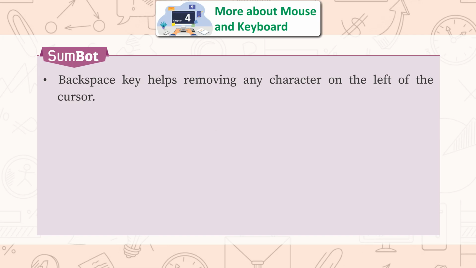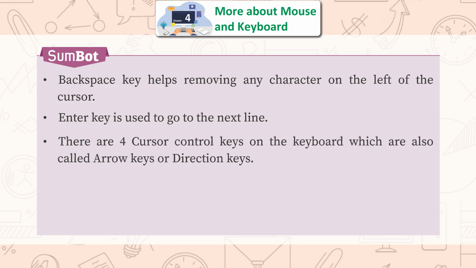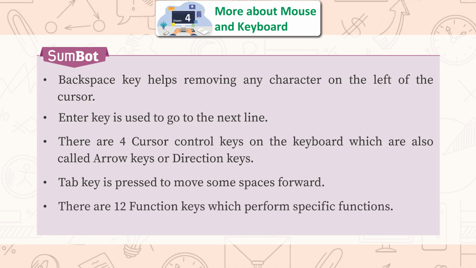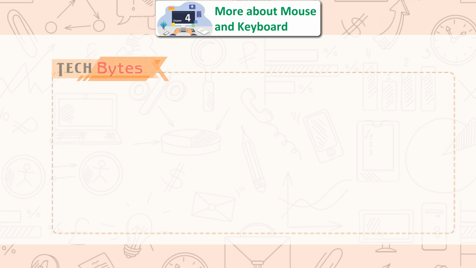Backspace key helps removing any character on the left of the cursor. Enter key is used to go to the next line. There are 4 cursor control keys on the keyboard which are also called arrow keys or direction keys. Tab key is pressed to move some spaces forward. There are 12 function keys which perform specific functions.